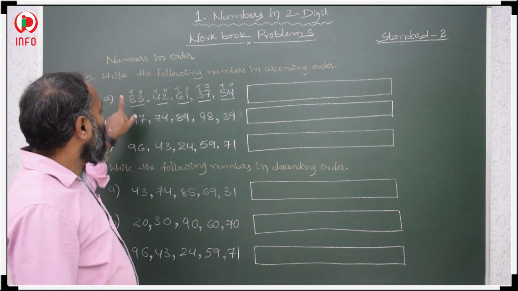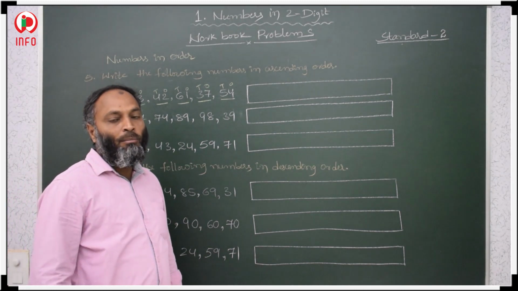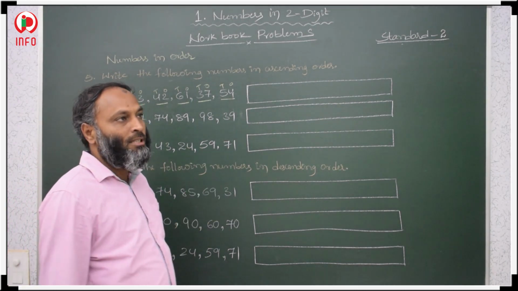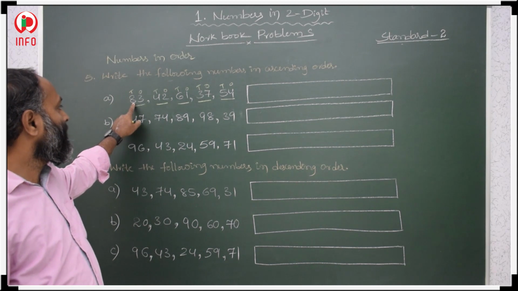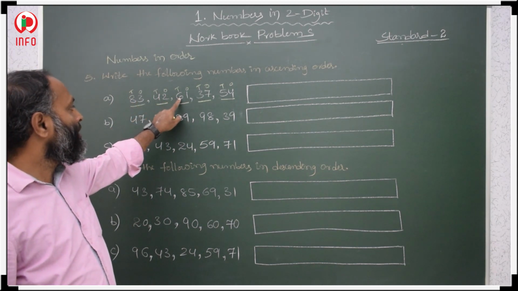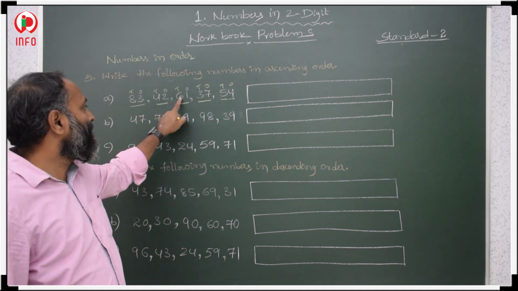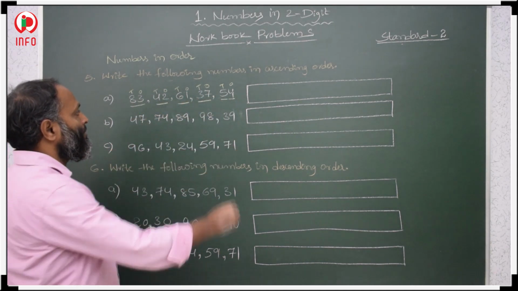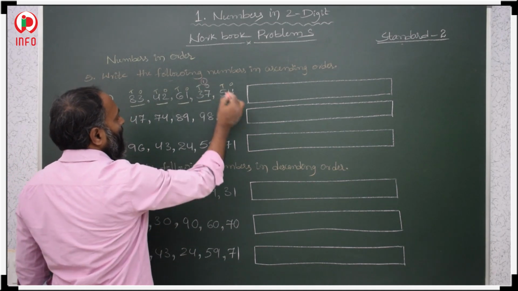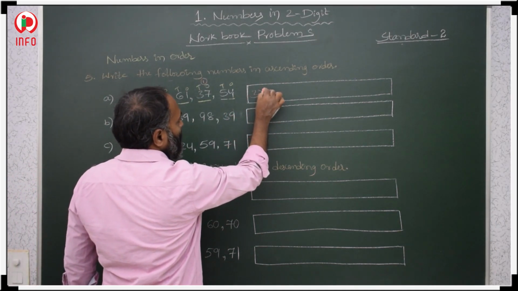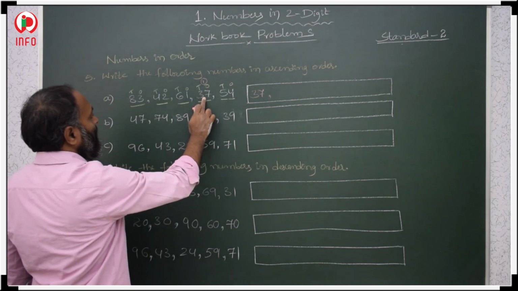Now in this, how to compare we know. So we start comparison from tens places. Tens place: here 8, 4, 6, 3, 5. 3 is the smallest. This will come first. That we have to write. 37 first. After 3, 4 will come.